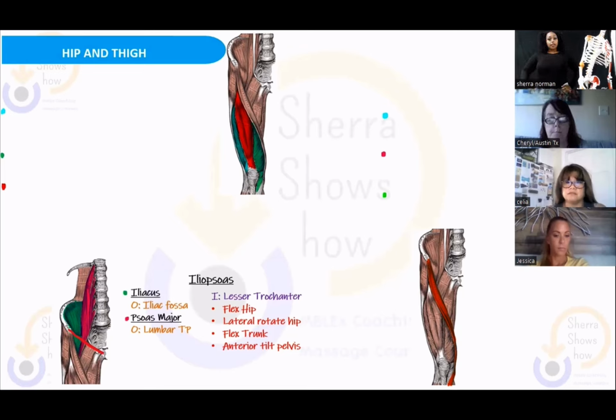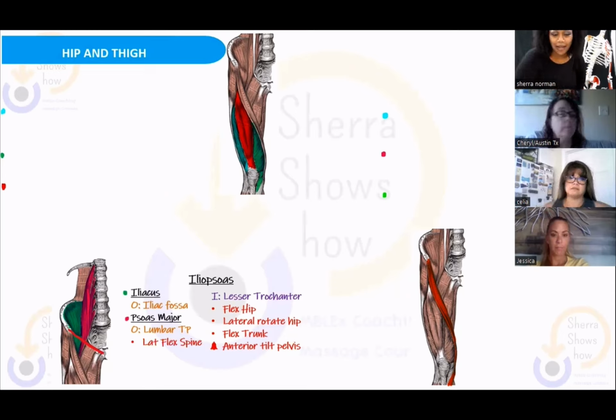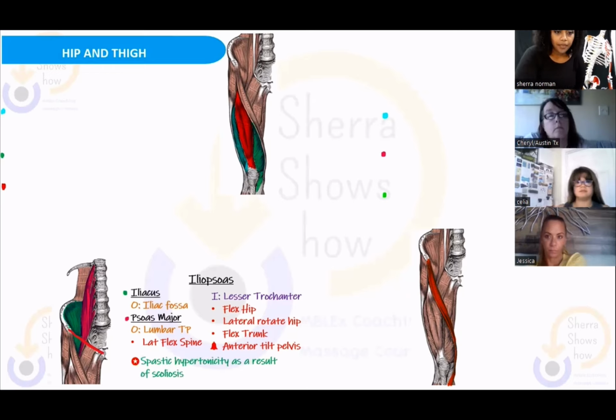So, iliopsoas flexes the hip and laterally rotates the hip. But if your legs are still and now you're moving your upper body, it's going to flex the trunk and, of course, anterior tilt. Here's your P, the psoas, okay? The iliopsoas anteriorly tilts. It's going to pull the pelvis towards itself. It's the hip flexor, okay? And then, of course, laterally flex the spine because there's one on each side for psoas. I don't feel like that really comes up, but it does laterally flex as well, okay?